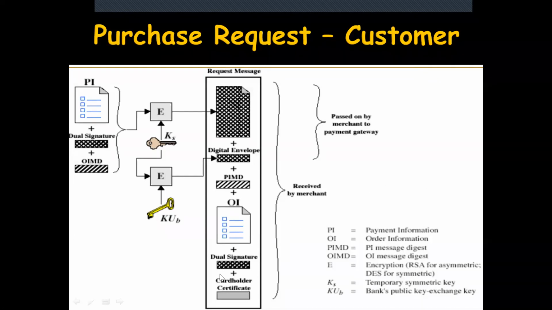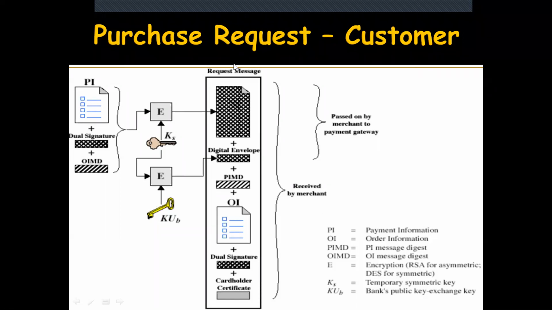Now all this information, as I just told you, is how we get the encrypted thing. In the digital envelope, the private key is encrypted with the bank's public key. PIMD, order information, dual signature, and cardholder certificate, meaning the public key of the cardholder or customer, can be sent to the merchant side.